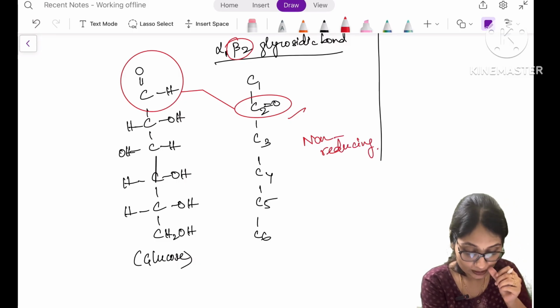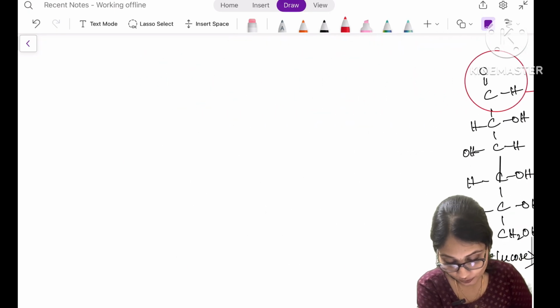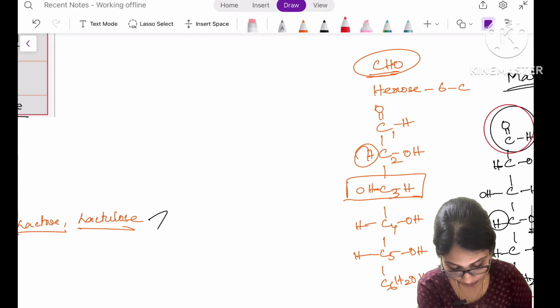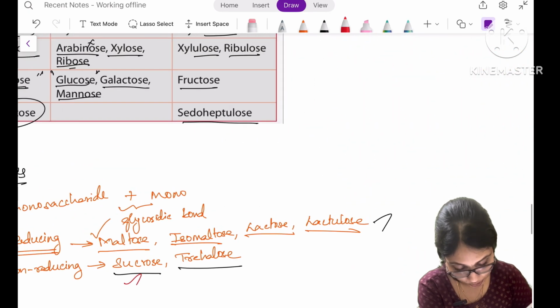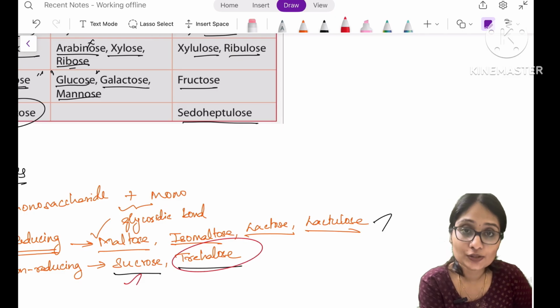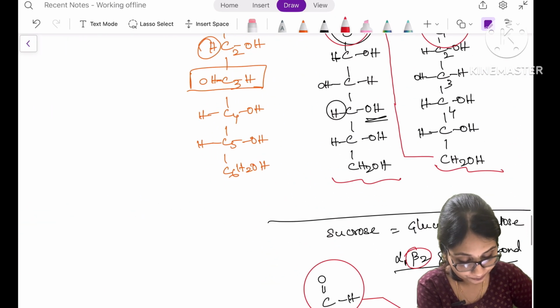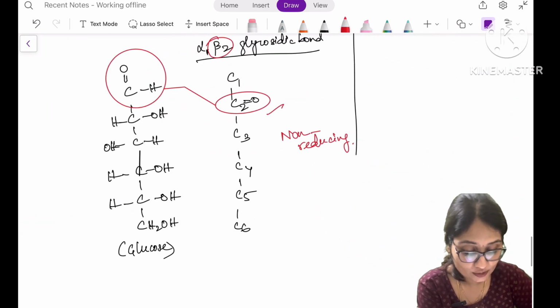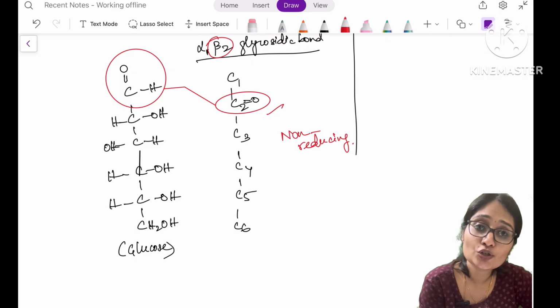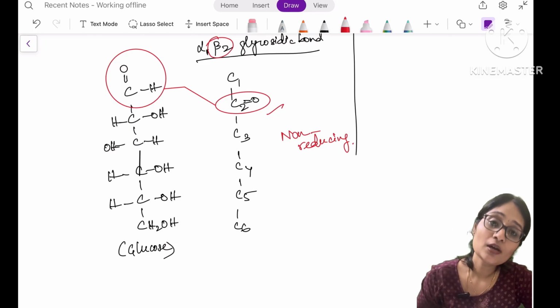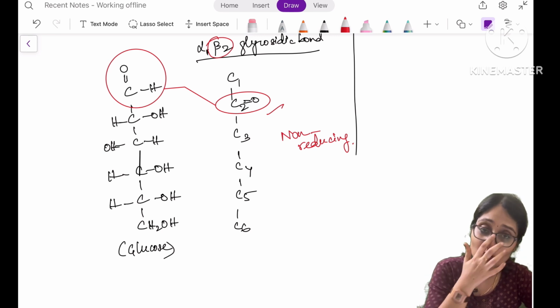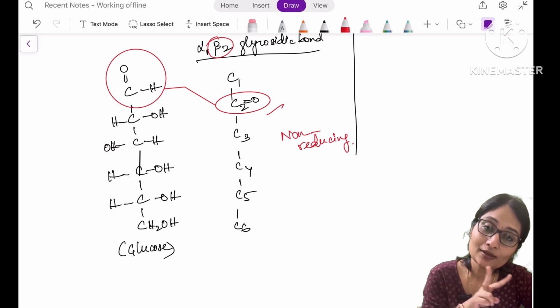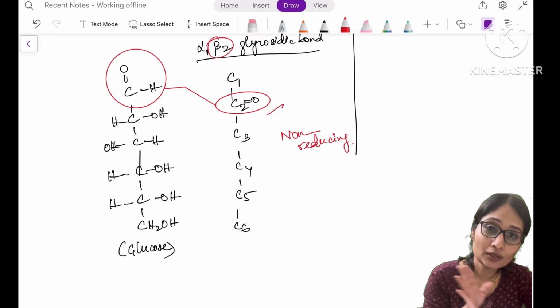Now let's see the next one here. So we saw sucrose also. The other one remaining here is trehalose. So we'll see trehalose. Trehalose is nothing but a combination of glucose plus glucose. Both the glucose units are involved in the bond, but which of the carbon units are involved? It's the first carbon of both the glucose units.